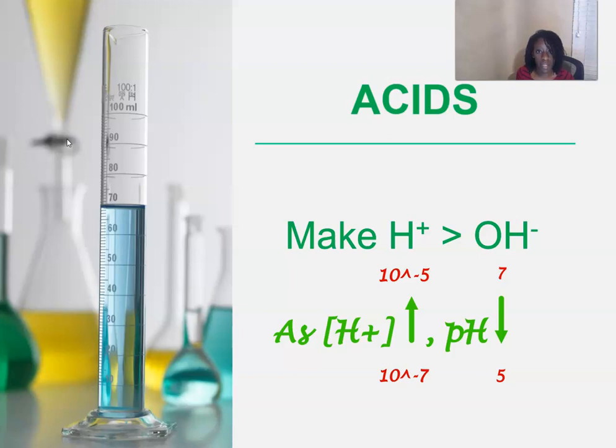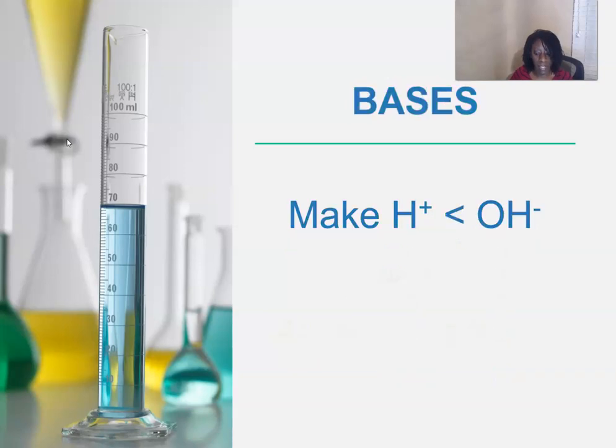So the higher the hydrogen ion concentration, meaning the more hydrogen ions are being added to a solution, the more acidic that solution is going to become. Also, the higher the hydrogen ion concentration, the more hydrogens we're adding, the lower the pH is going to become. So that must mean that the more acidic a solution becomes, the lower its pH becomes. For bases, think the opposite. Bases make the hydrogen ion concentration lower than the hydroxide ion concentration. So as that hydrogen ion concentration is decreasing, the pH is going to be increasing.